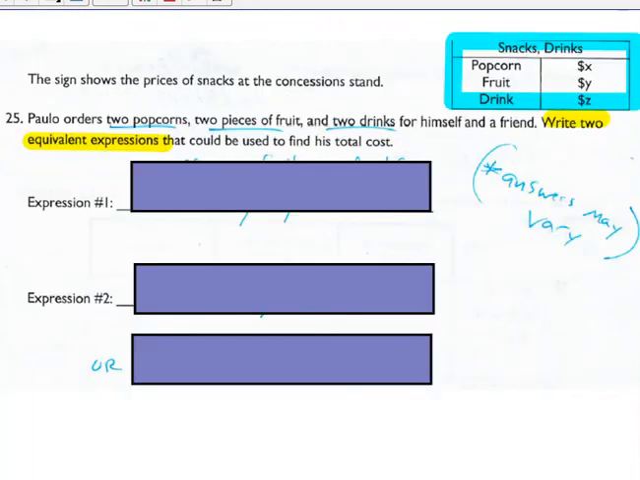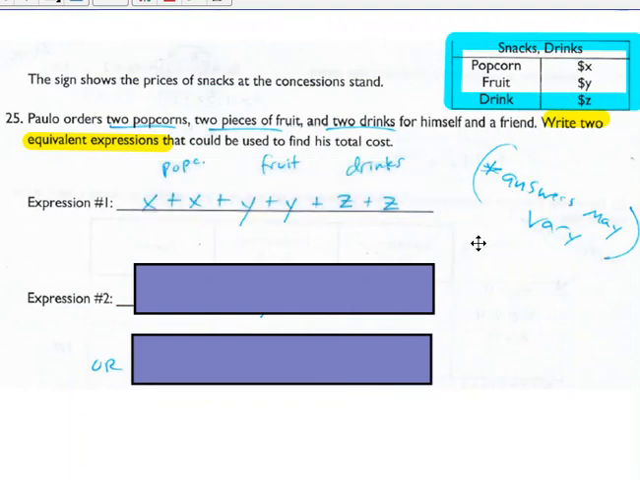Now they want some snacks and drink prices. So you can see here, number 25, Paulo orders 2 popcorns, 2 pieces of fruit, 2 drinks for himself and a friend. Write 2 expressions that can be used to find the total cost. Well, we don't have numbers here, so we had to use the variables. And again, answers can vary, but here was a couple options here. A lot of people did something like this. If they did 2 popcorns, 2 fruits, and 2 drinks, you would really just add all these together if you knew their numbers. So that was one good expression that you could have come up with.